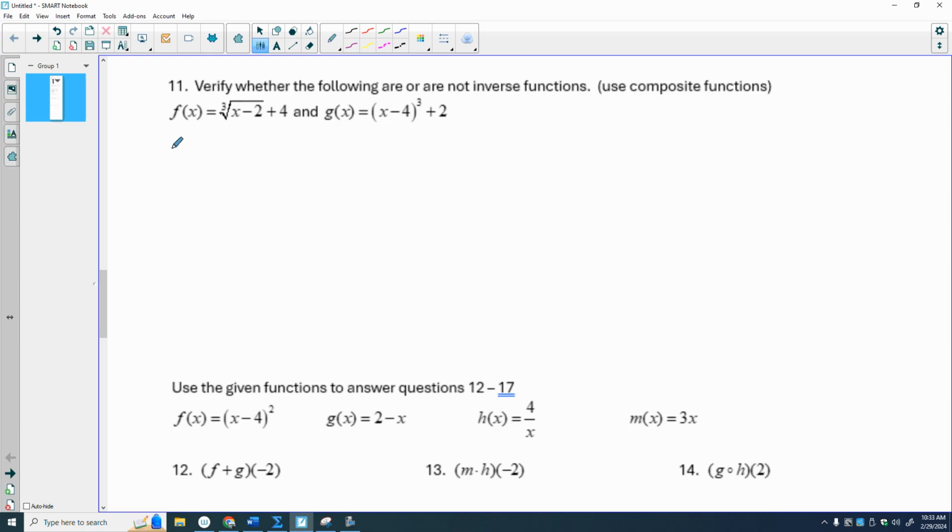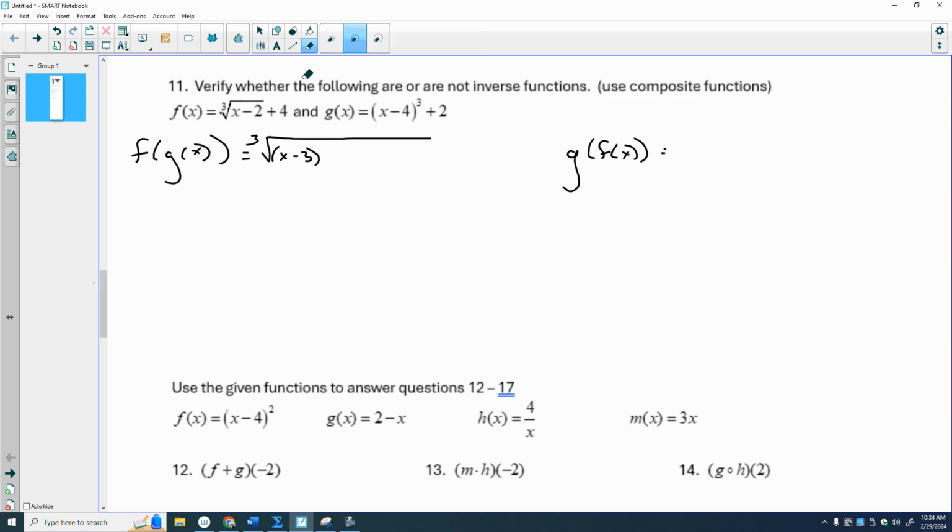Okay, verify. We must do composite functions. f of g of x must equal x, and g of f of x must equal x. So let's work it out. Take g and put it into f. So this becomes the cube root of that whole entire mess is going right there. So I have x minus 4.